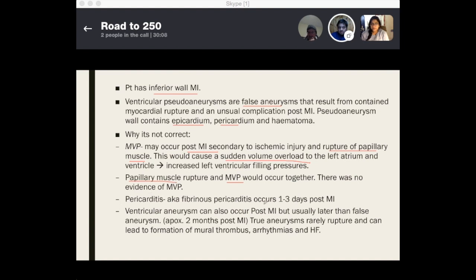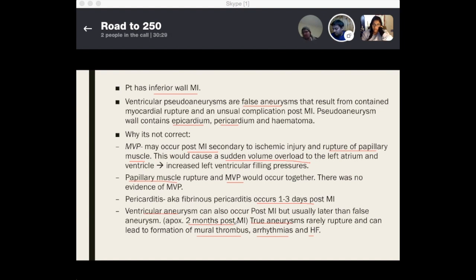Pericarditis, as Pete mentioned, usually occurs 1 to 3 days post. And then the ventricular aneurysm occurs post-MI, but it's usually later than the false aneurysm. So these are true aneurysms, and they rarely rupture, but they can lead to mural thrombus, arrhythmias, and heart failure, and these usually occur 2 months post-MI.